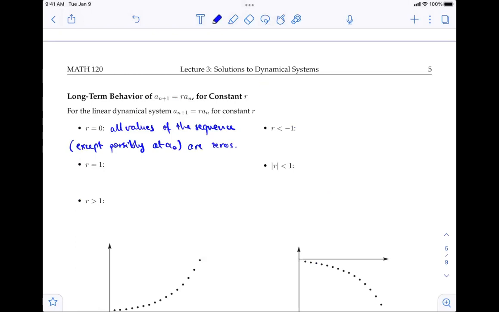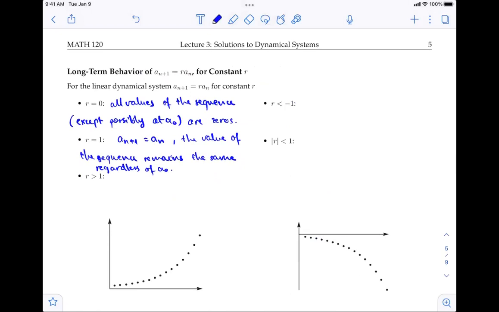When r is equal to 1, then you have a sub n plus 1 equal to a sub n. So the value of the sequence remains the same regardless of the initial conditions, right? So if the initial condition is equal to 1, a1 is equal to 1, a2 is also equal to 1, and so on and so forth. So you have a constant sequence.